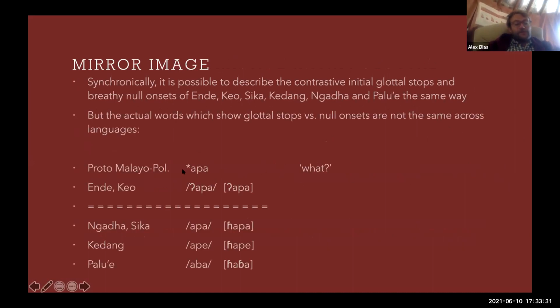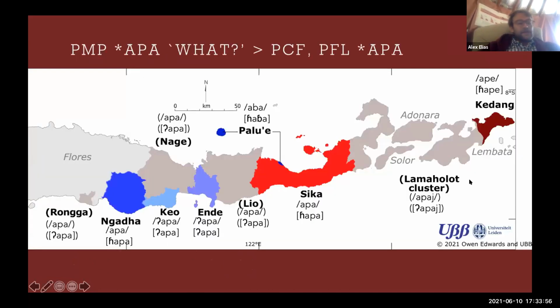So you have this vowel initial Proto-Malayo-Polynesian word, apa, and in Ende and Ko, it yields this phonemic initial glottal stop, whereas in these other 4 languages, it yields a phonemic null onset, which ends up being breathy. So there's been some type of split here. They can't all have been following the same diachronic pathway to develop this contrast.